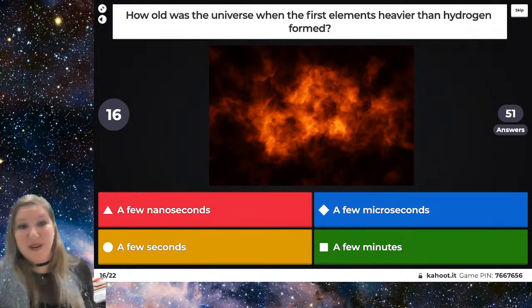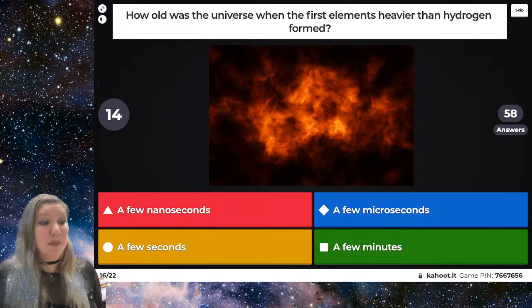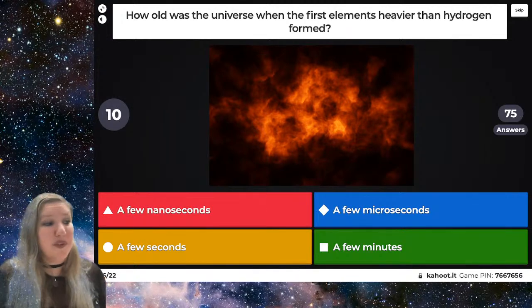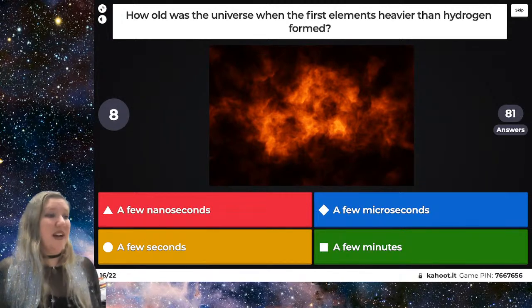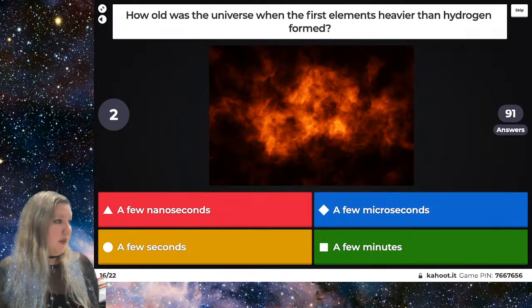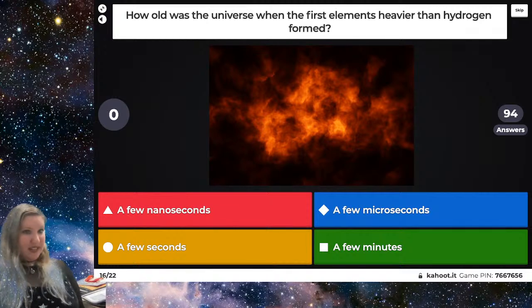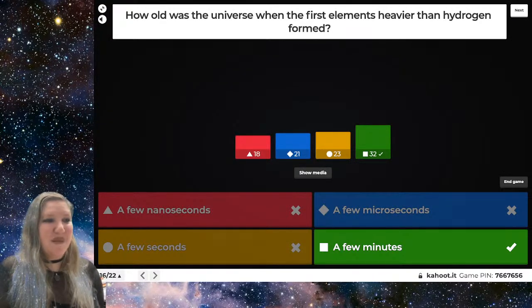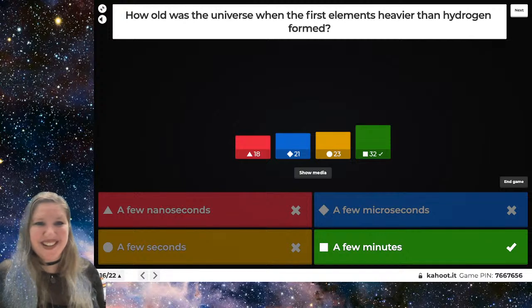Was it a few nanoseconds? Was it a few microseconds? Was it a few seconds, or was it within a few minutes of the beginning of the universe? So you've got about 2 seconds left, 1 second, and it looks like more people than not got the answer, so that's excellent. It was within the first few minutes.